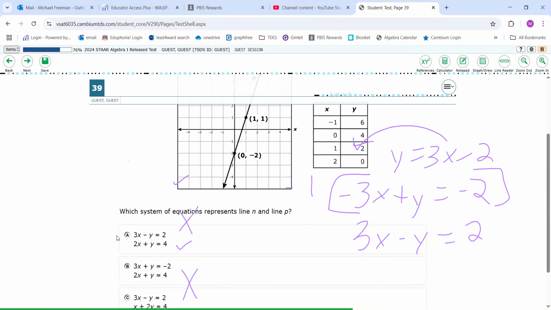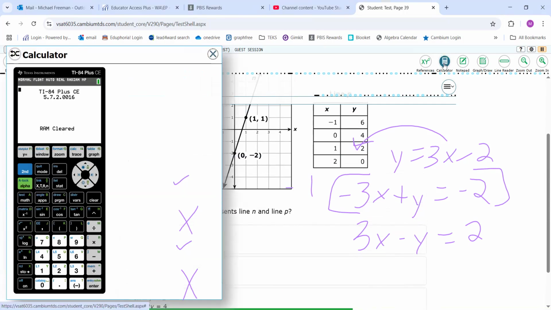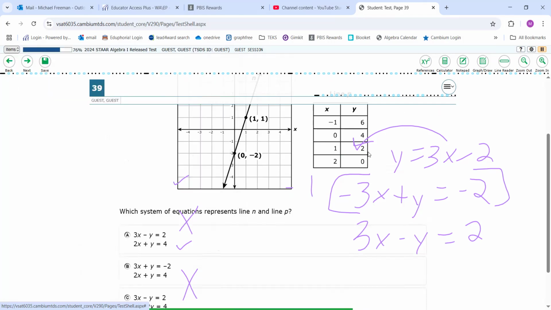Now to check my other one, we have a calculator. Any table, we can just plug that in. So I go to stat and then edit. I'm typing my numbers: negative 1, 0, 1, 2. Then 6, 4, 2, 0. Stat, calc, 4. And it's negative 2x plus 4. So I'm going to write that down. Negative 2x plus 4.